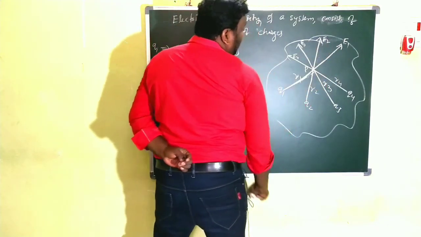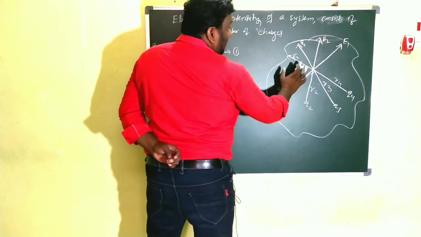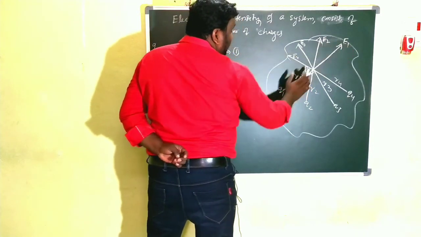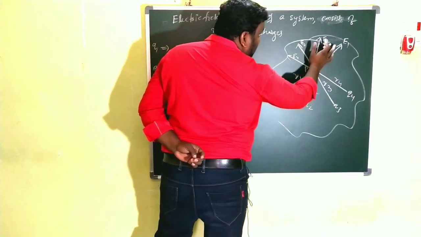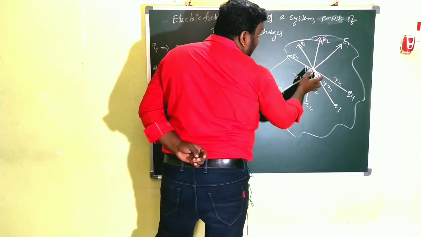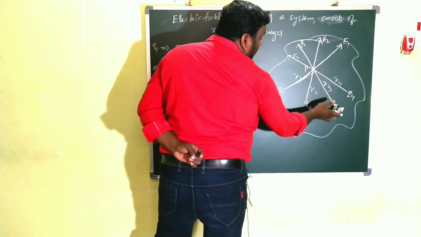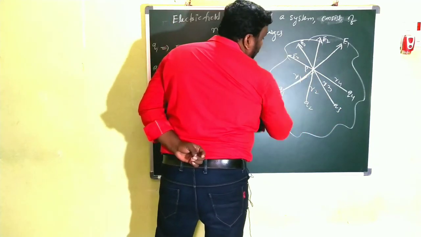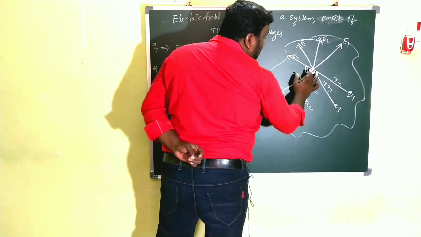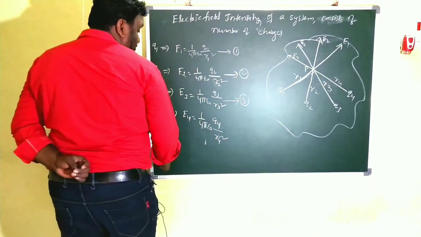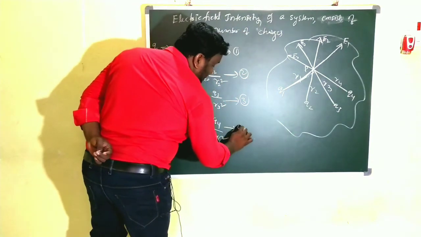At this point P we have E1, the electric field intensity because of Q1. And E2 means the electric field intensity at this point because of Q2. What is meant by E3? The electric field intensity at this point because of Q3. And what is E4? The electric field intensity at this point because of Q4. So those should be written like this.